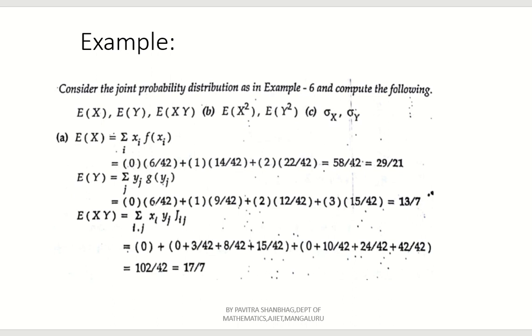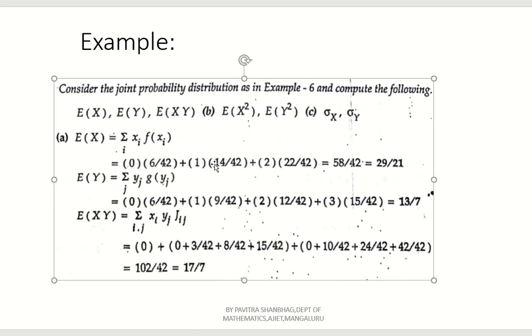Okay, here, previous example, here we need to find the same example whatever we have given earlier. In this case, you have to find E of x, E of y, E of xy, E of x square, E of y square, sigma x, sigma y. Now we have already the same table. Just you need to compute expectation of x, expectation of y, expectation of xy, expectation of x square, expectation of y square, and sigma x and sigma y.